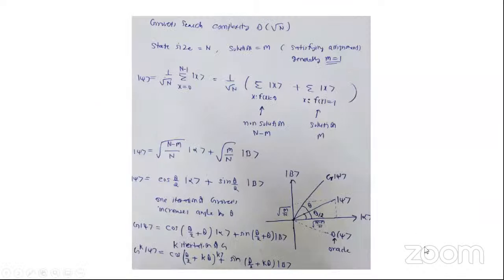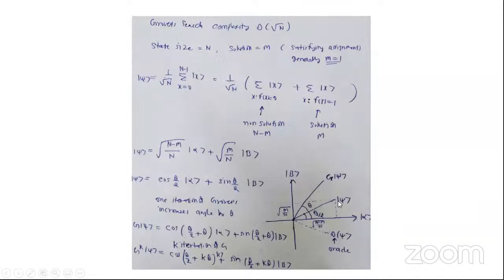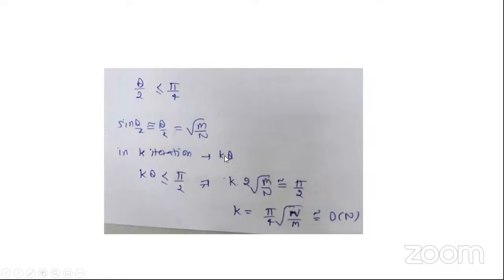So see here, this is the axis. Basically this is n by n minus m. What we are trying to do is calculate the value of theta by 2. So we can write it like this. What will sin theta by 2 be? If you see here, this psi has length 1, so sin theta by 2 will be square root of m by n divided by 1.